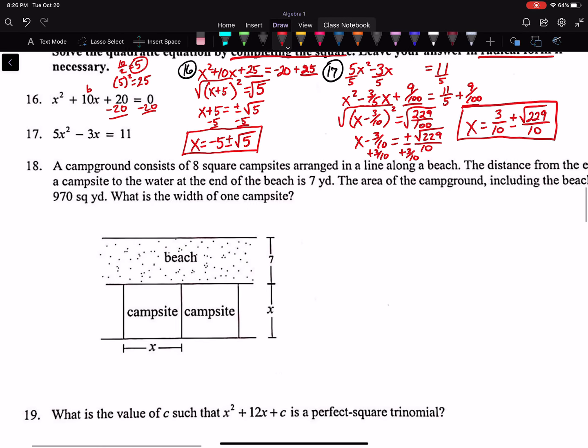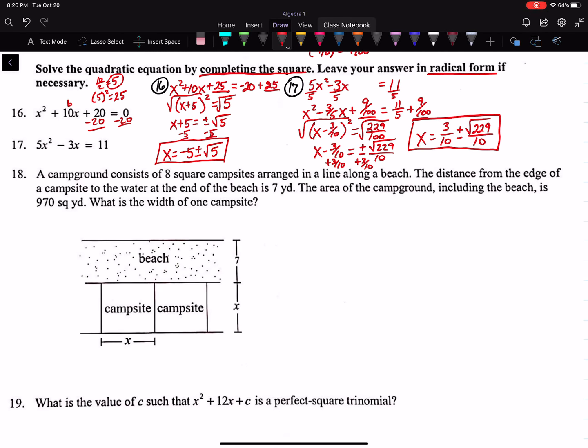All right, 18, word problem. I'm not scared. Don't be scared. They're just word problems. It's all right.